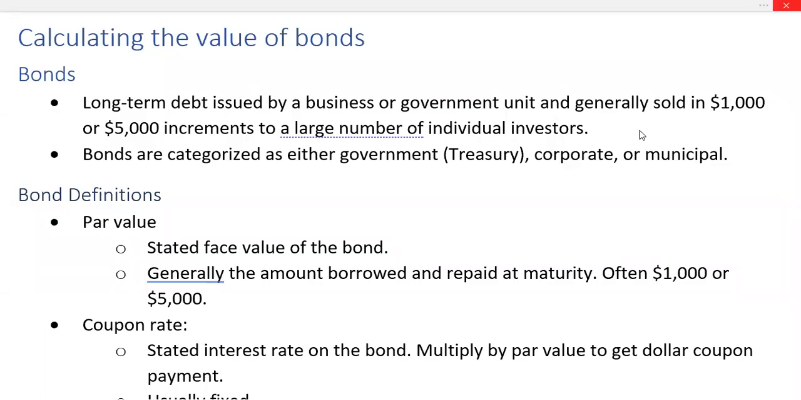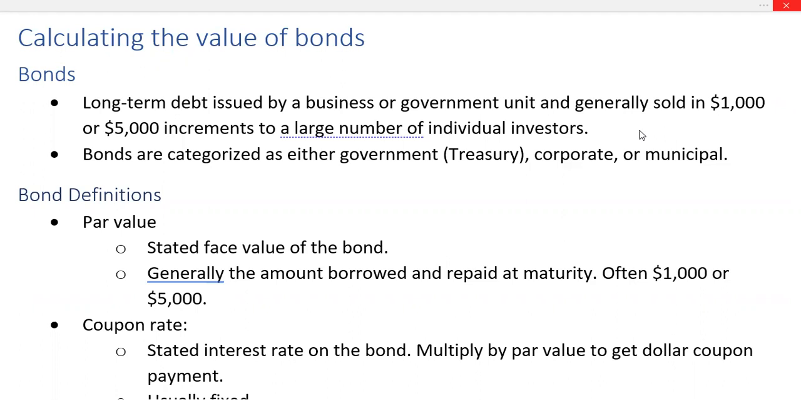In this video, we will show you how to calculate the value of bonds. Bonds are long-term debt issued by a business or government unit and generally sold in $1,000 or $5,000 increments to a large number of individual investors. Bonds are categorized as either government or treasury bonds, corporate bonds, or municipal bonds.